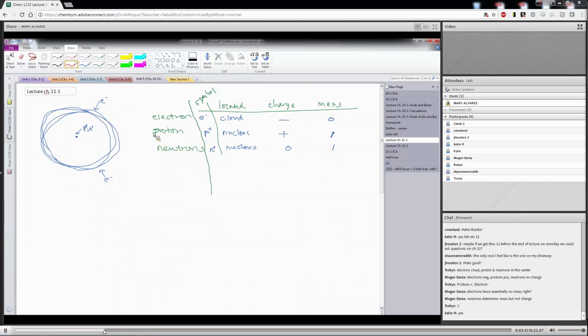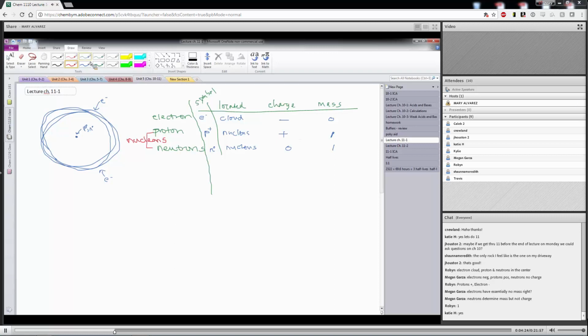One new thing we're going to put here, because these are both contained in the nucleus, we will call them nucleons. Because they abide in the nucleus.